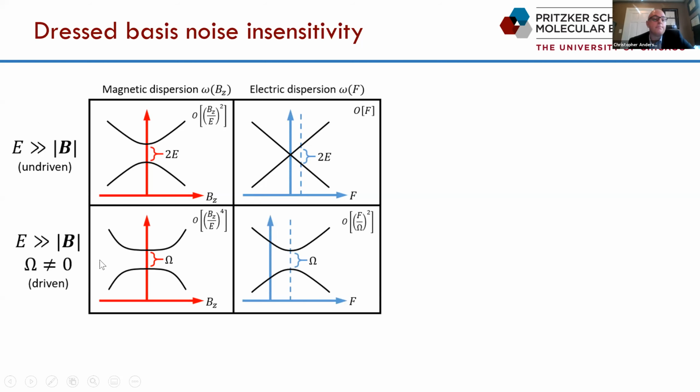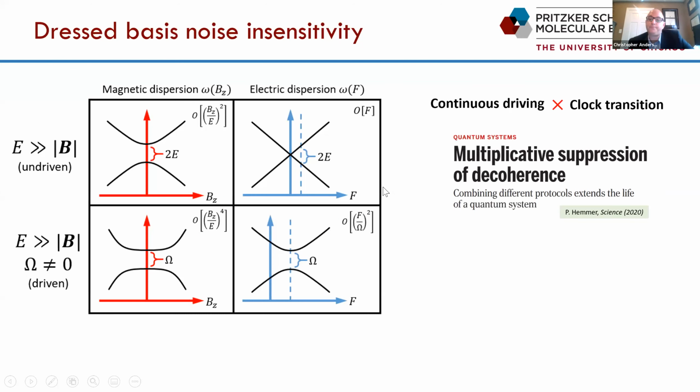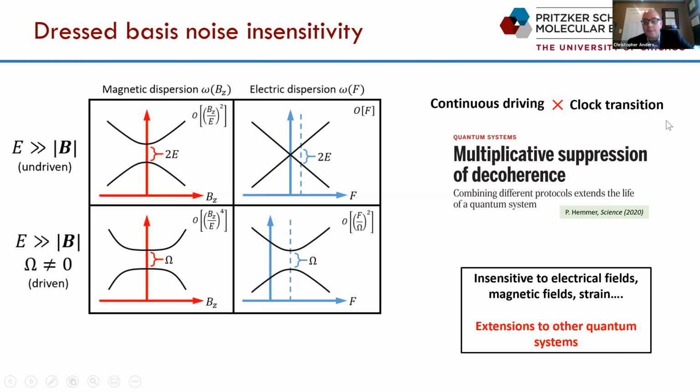But when you drive the system, you can get quartic suppression of magnetic noise by the addition of this continuous dynamical decoupling drive. On top of that, you also get a clock transition in terms of the electrical noise. So you've opened this gap for both the magnetic noise, which is now suppressed to second order, and you've created first order suppression of the electrical noise. There was a nice feature here: you've multiplied the effect of your continuous dynamical decoupling driving and your clock transition to get quartic suppression of the magnetic noise.